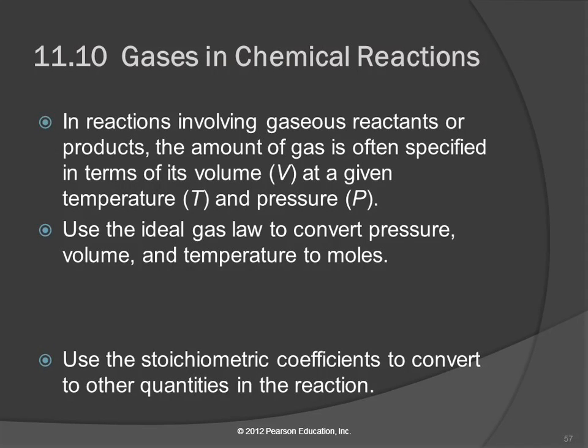Gases and chemical reactions. Sometimes we do a chemical reaction and the reactants might be gases or the products might be gases. So we can look at stoichiometry and deal with the gases by using the ideal gas law. If we have the volume, the temperature, and the pressure of the gas, we can find the moles of gas. This is a variation on stoichiometry. We had grams to moles to grams, right?